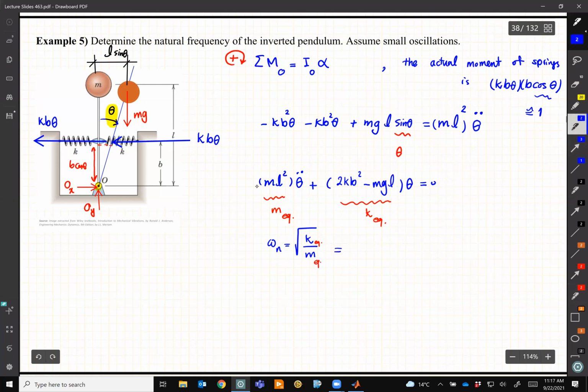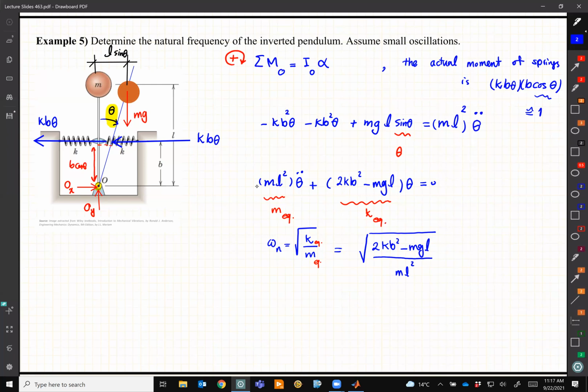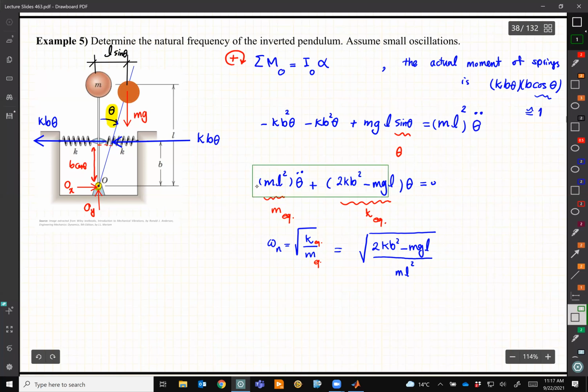which simply for us is 2k b squared minus mgl divided by ml squared. So this is the natural frequency of this system, right? And again, as I said, you can divide the numerator and denominator by L squared, by m, simplify it, doesn't matter. That's why in our original equation, you are allowed to leave it as it is, or maybe divide both sides by L squared, divide them by m, whatever you do, make it simplified. So this is the natural frequency.